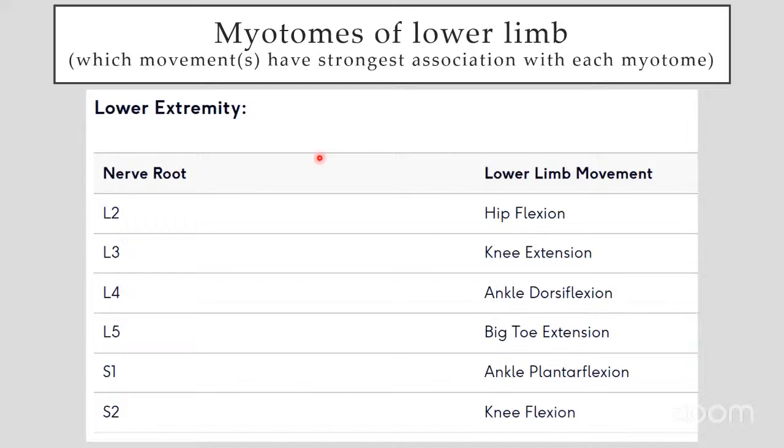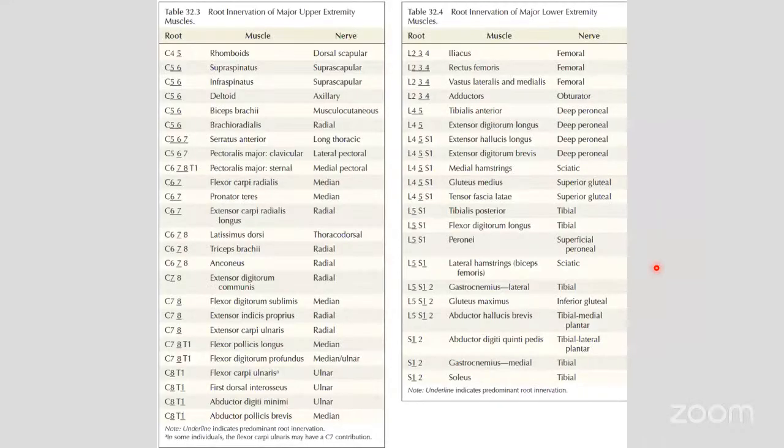For the lower extremity, hip flexion has strongest associations for L2, knee extension for L3, ankle dorsiflexion for L4, big toe extension for L5, ankle plantar flexion for S1, and knee flexion for S2. While this is the detailed innervation of each muscle via each nerve and via the roots, these are the predominant root innervations, both for upper limb and lower limb.